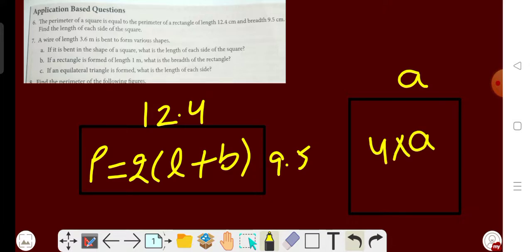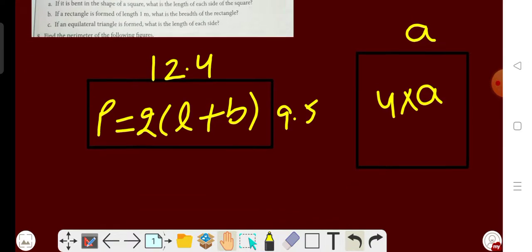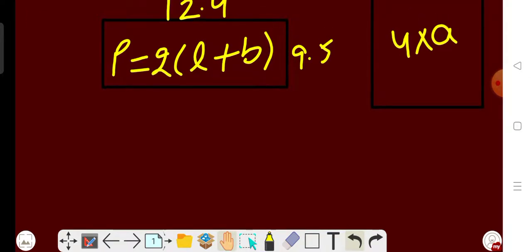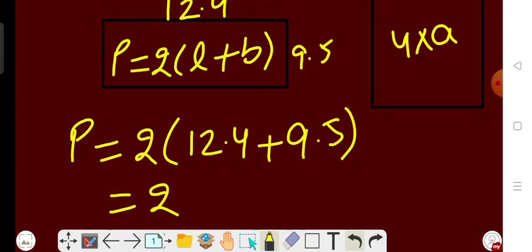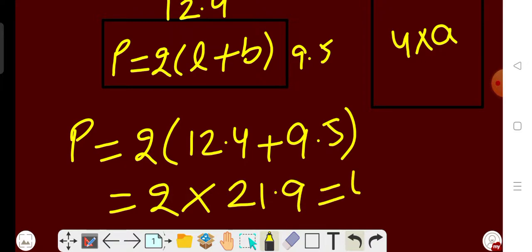So now we have to first calculate the perimeter of the rectangle. The perimeter of the rectangle is twice of length, that is 12.4, plus breadth, that is 9.5. And this is equal to 2 multiplied by 21.9, and the value is 43.8 centimeter. So the perimeter of the rectangle will become equal to 43.8 centimeter.